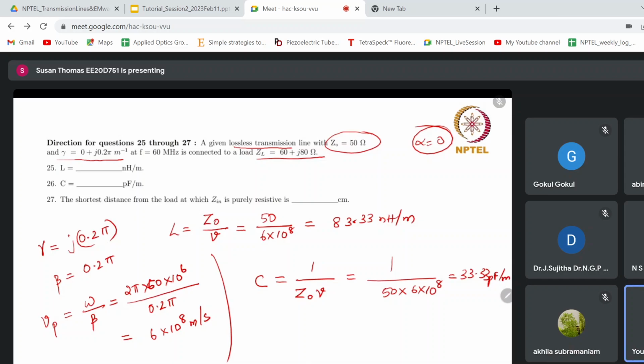Okay. Now the last part of this question: shortest distance from the load at which Zin is purely resistive. Can we have any clues on this, how to solve this part? So we know the expression for input impedance. For that input impedance to be purely real, what is the distance? Shortest distance from the load.